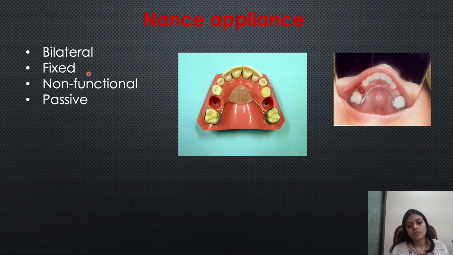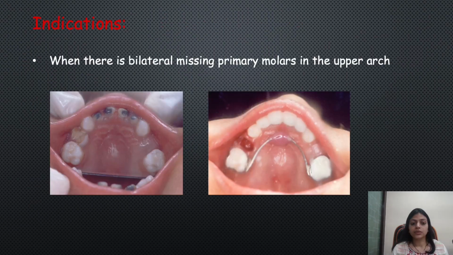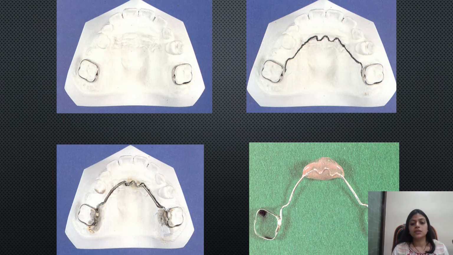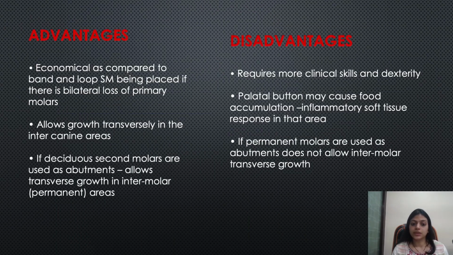Then the Nance appliance, it's a bilateral fixed non-functional passive appliance, looks like this. Here there is an acrylic button which comes in the anterior portion of the hard palate. Okay, so indications: when bilateral primary molars are missing in the upper arch, then the Nance palatal arch is given. Okay, this is how it looks. Both the sides primary molars are missing, and this is how we incorporate the acrylic portion in the anterior part of the hard palate.